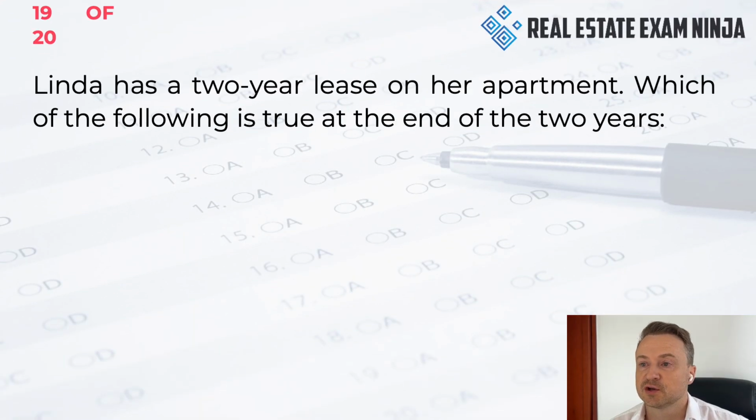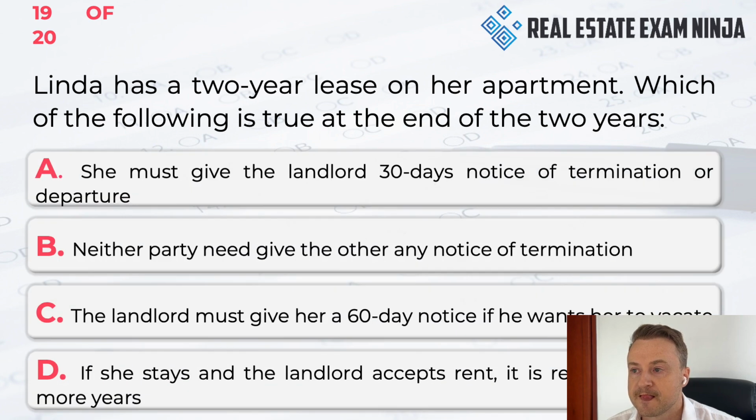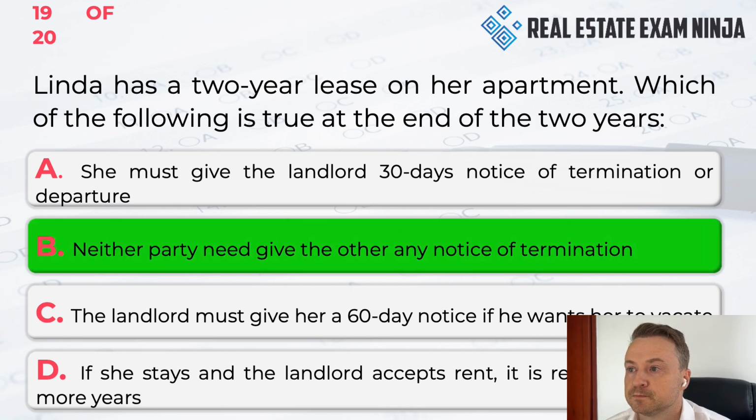Linda has a 2-year lease on her apartment. Which of the following is true at the end of 2 years? I'm going to let you guys read A and B. Number C, the landlord must give her a 60-day notice if she wants her to vacate. Number D, if she stays and the landlord accepts rent, it is renewed for 2 more years. What do you guys think? Nothing. You guys completed the contract, the agreement. You can part ways.